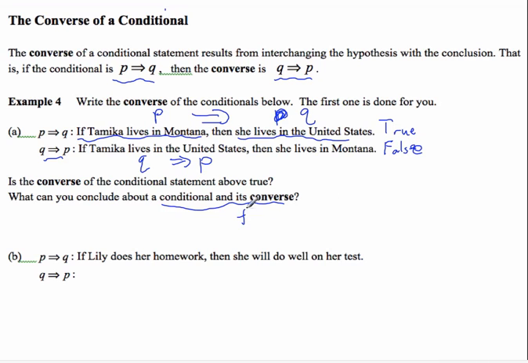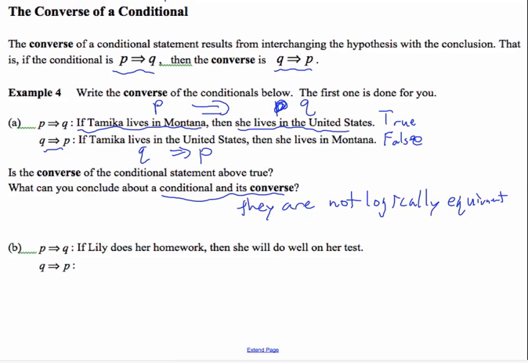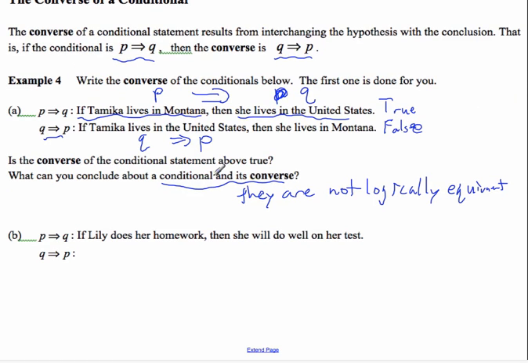You can say they are not logically equivalent. Just because one is true doesn't mean the other one's going to be true. One could be true and the other one could be false. So they're not saying the same thing.